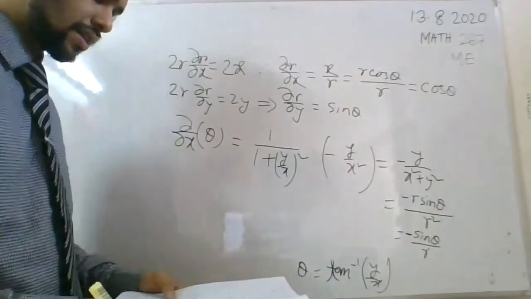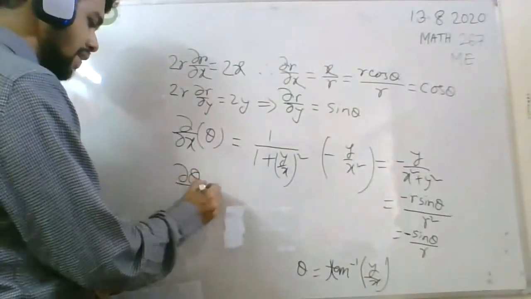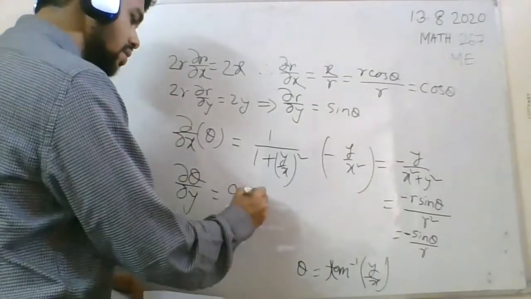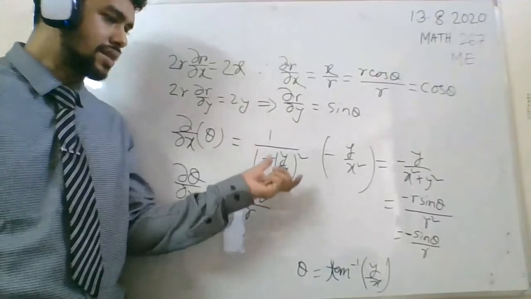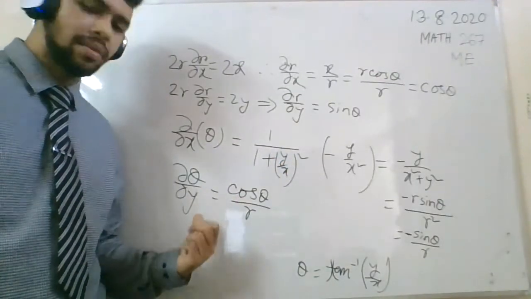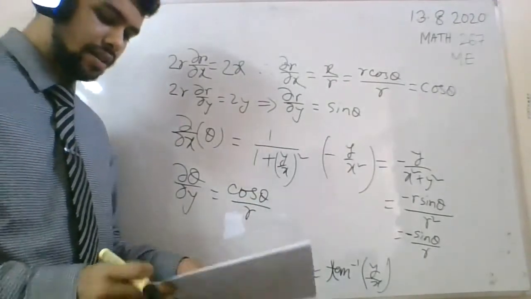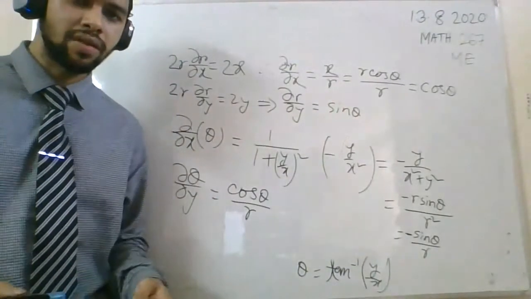Okay, and similarly you can also find del theta by del y equals cos theta by r. In the same way you can get your del theta by del y, which is cos theta by r. Now you have to apply the chain rule application.